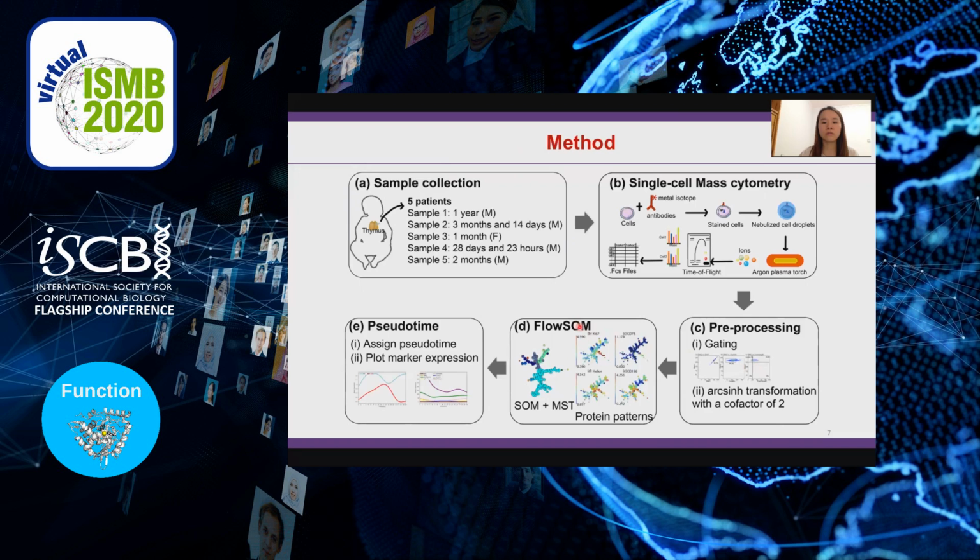FlowSOM was used for downstream analysis with the following steps. First, clustering with self-organizing map, and then build minimal spanning tree on the cluster results so we can observe protein patterns on the tree. Lastly, we assign pseudotime to each cluster of certain branch on the tree and observe the marker trend.